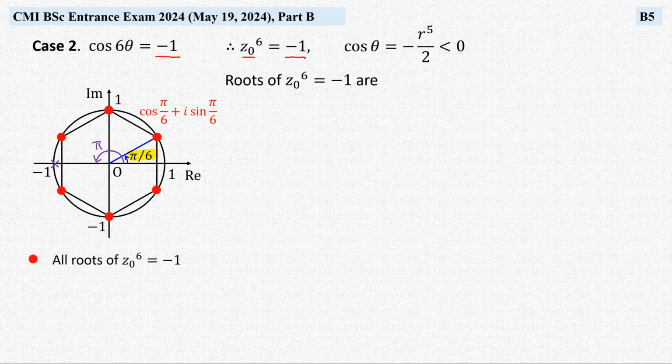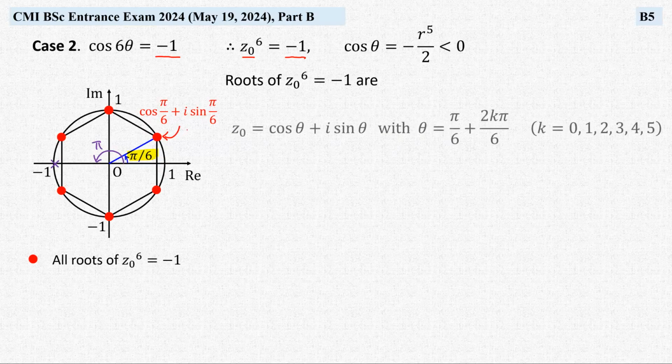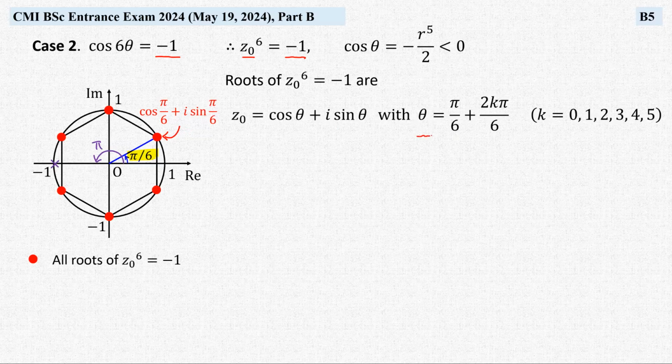Then, the other roots can be found by drawing a regular hexagon inscribed in a unit circle, now having cosine π/6 plus i sine π/6 as one of its vertices. That is, now the argument theta is given as π/6 plus 2kπ/6. You can easily notice that z0 to the 6th power becomes negative 1 when theta has these values.